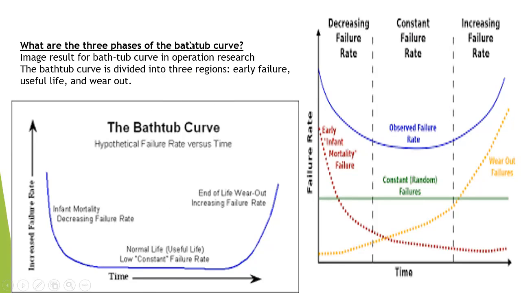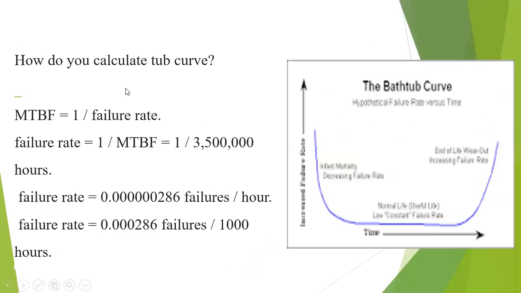So what are the three phases of the bathtub curve? The image result for bathtub curve in operation research shows that the bathtub curve is divided into three regions: early failure, useful life, and wear out.